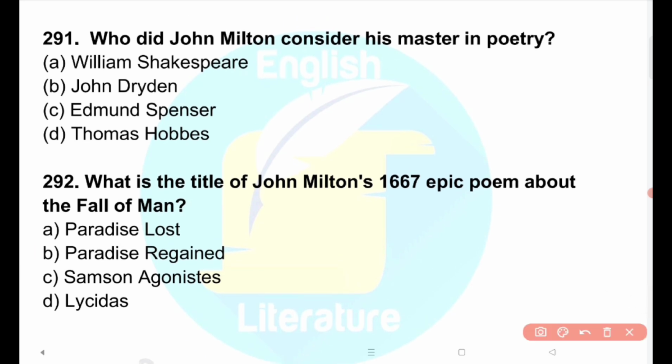Who did John Milton consider his master in poetry? Option C, Edmund Spenser. Milton admired Edmund Spenser, referring to him as his poetic master. Spenser's allegorical and epic style, particularly in The Faerie Queene, influenced Milton's own epic poetry.